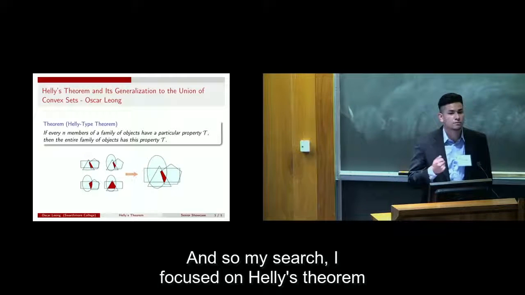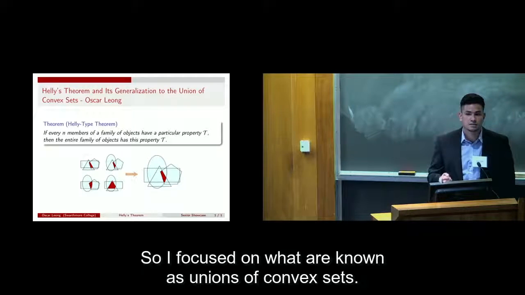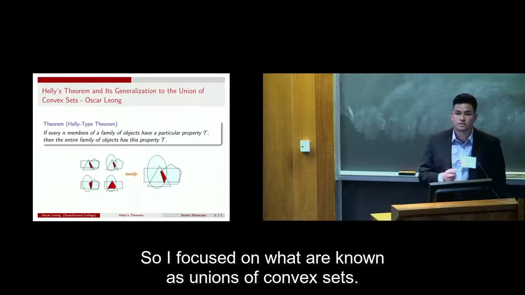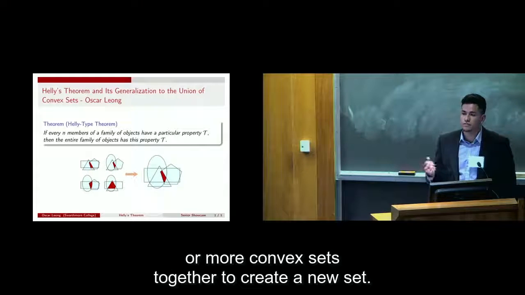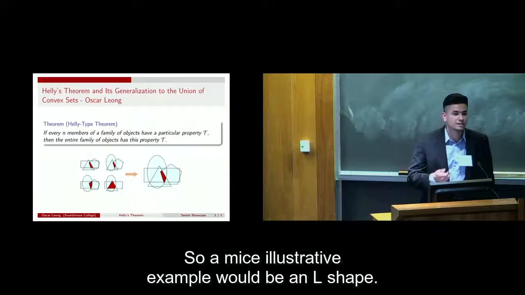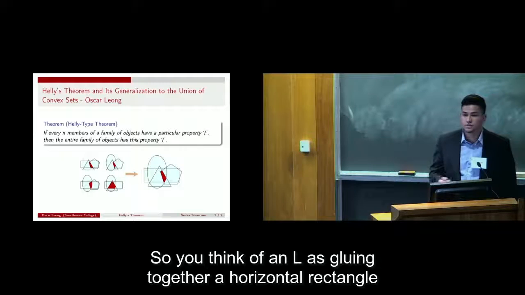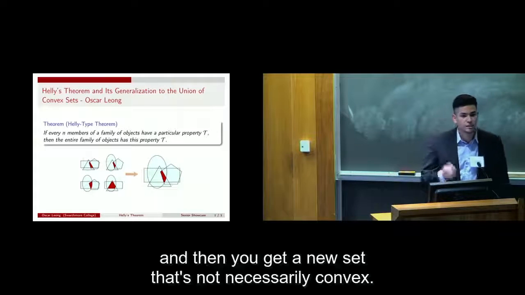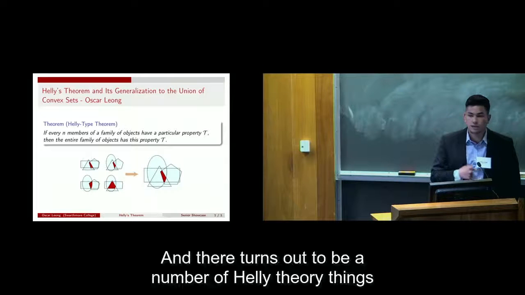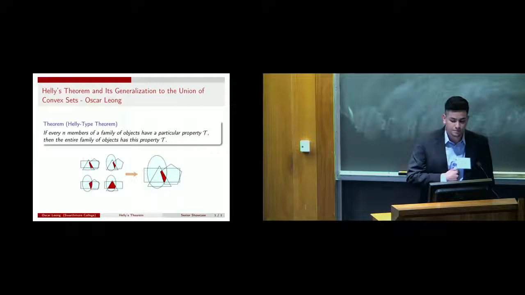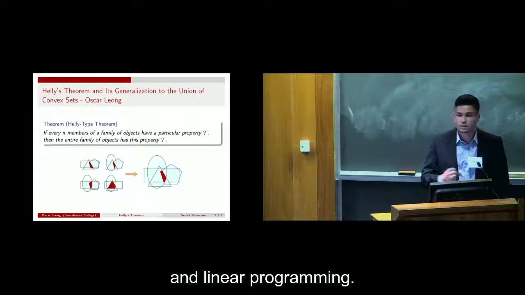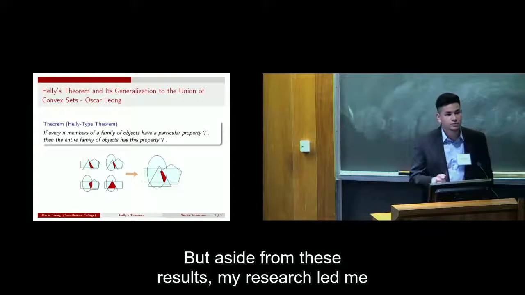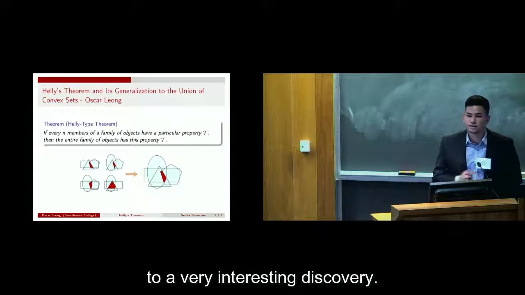And so in my research, I focused on Helly's theorem but for different types of sets. I focused on what are known as unions of convex sets. We can think of a union of convex sets as gluing 2 or more convex sets together to create a new set. A nice illustrative example would be an L shape. You can think of an L as gluing together a horizontal rectangle and a vertical rectangle, and now you get a new set that's not necessarily convex. And it turns out there are a number of Helly theorems for that, which use tools from topology, computational geometry, and linear programming. But aside from these results, my research led me to a very interesting discovery.